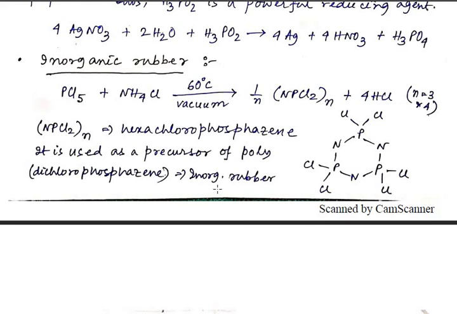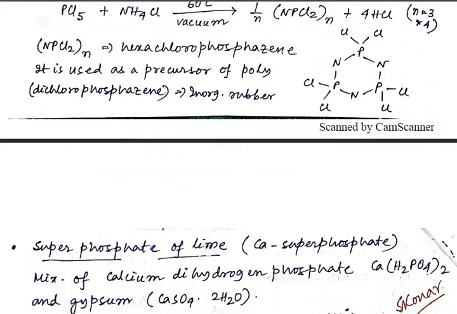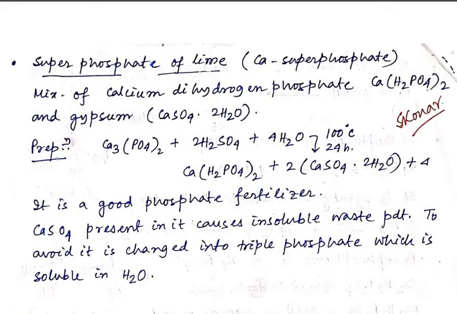ऐसे इनऑर्गेनिक ग्राफाइट किसको बोलते हैं, इनऑर्गेनिक ग्राफाइट हम लोग किसको बोलते हैं, बोरॉन नाइट्राइड. हम लोग देखे थे इनऑर्गेनिक ग्राफाइट इज बोरॉन नाइट्राइड, इनऑर्गेनिक बेंजीन इज बोराजीन. ऐसे ही इनऑर्गेनिक रबर क्या है? इनऑर्गेनिक रबर इज हेक्साक्लोरोफॉस्फेजिन, दैट इज (NPCl2)n, so that is the structure of (NPCl2)n और इसको हम लोग इनऑर्गेनिक रबर भी बोलते हैं. नेक्स्ट इज द सुपर फॉस्फेट ऑफ लाइम, सो दैट इज द लास्ट पार्ट.